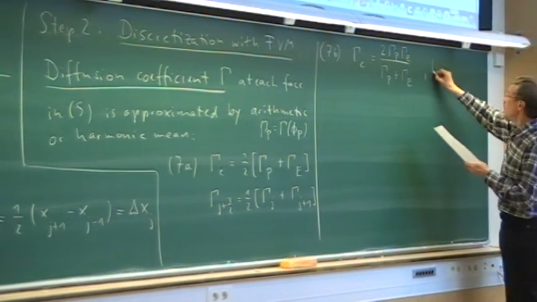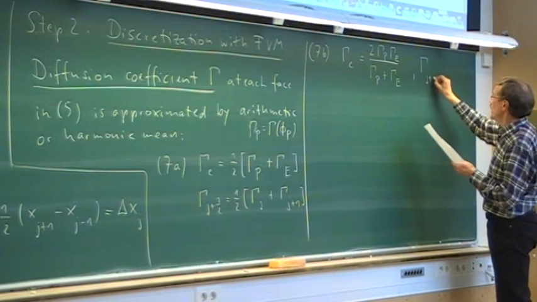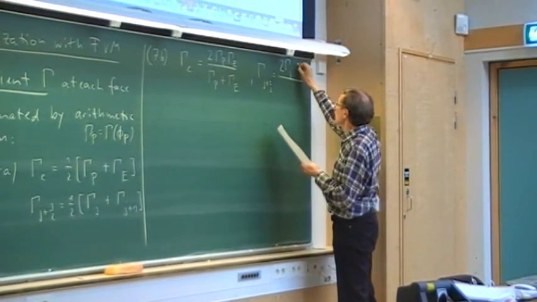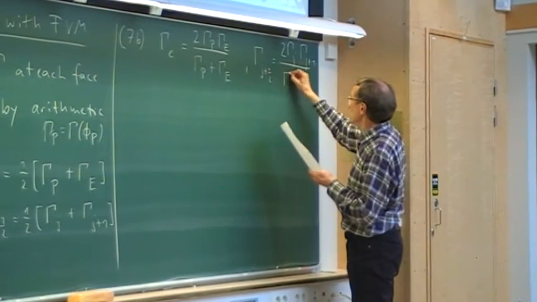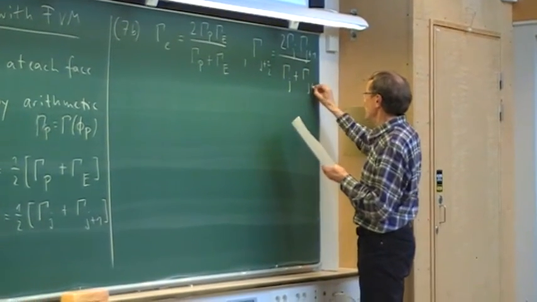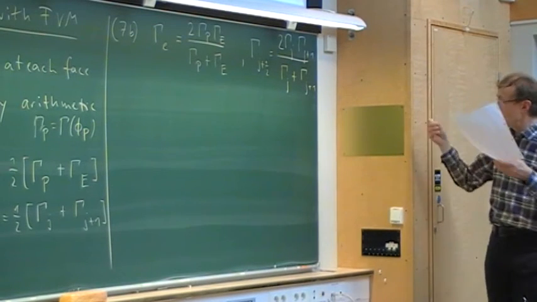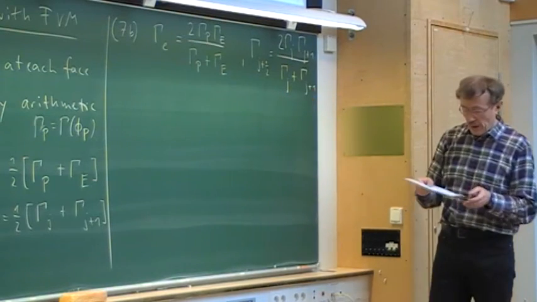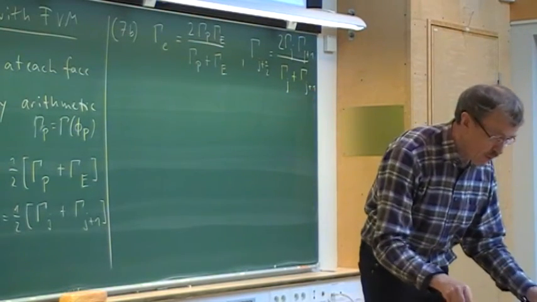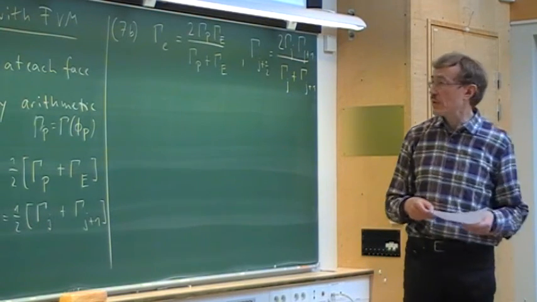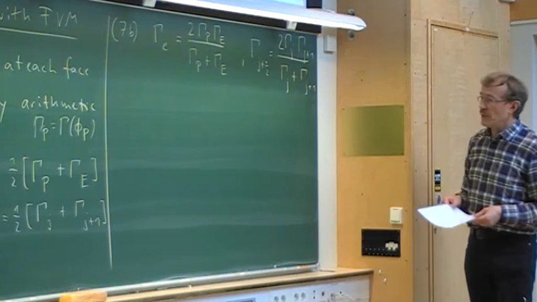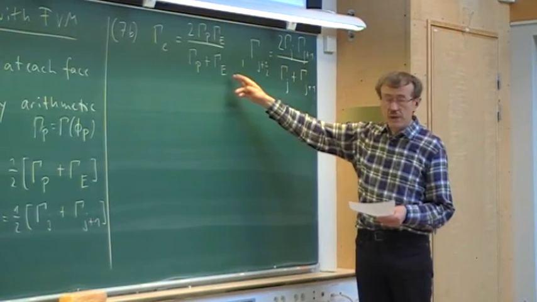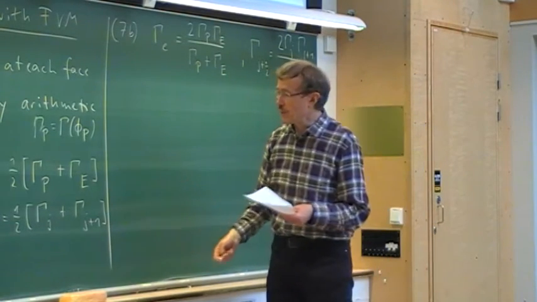The corresponding form for the index notation would be 2 gamma j plus 1 gamma j over gamma j plus gamma j plus 1. And again, the index means function of phi j, for example, like we had there. And the rule is the same as we discussed for the heat conduction equation. If you have a large variation from one cell to the other, then it is better to use the harmonic mean. Otherwise, you can use the arithmetic mean.